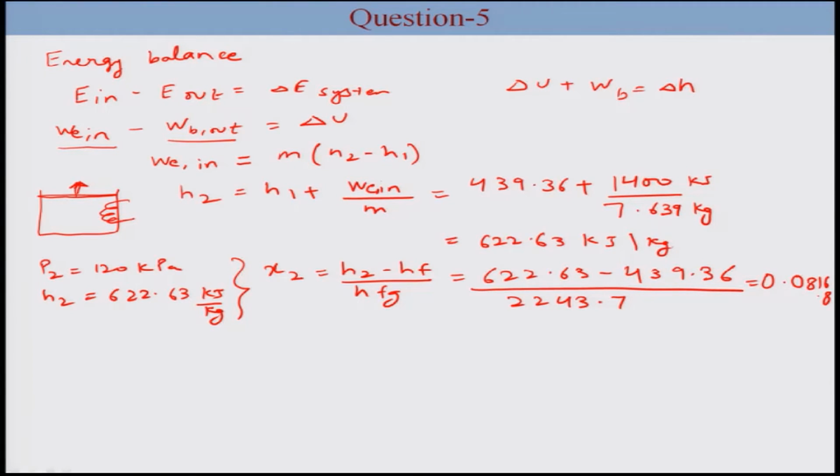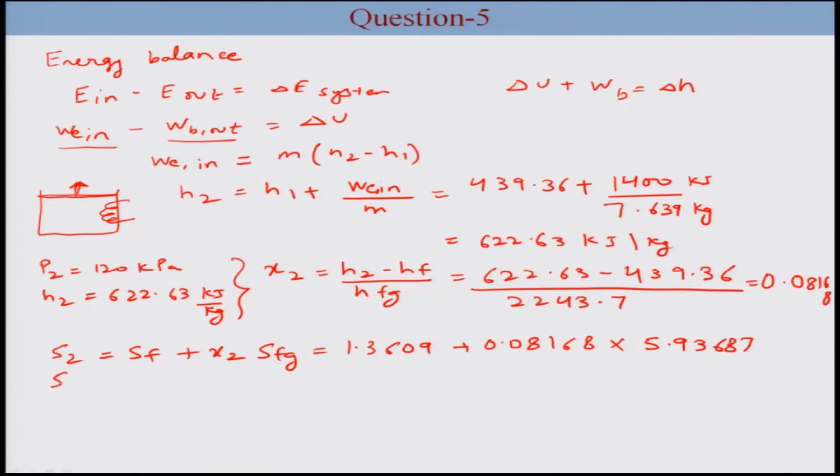and it is equal to 0.08168. Similarly, the value of S2 is equal to SF at 120 kilopascal plus X2 multiplied by SFG. So this is equal to 1.3609 plus 0.08168 multiplied by SFG, which is 5.93687. So this gives S2 equal to 1.8459 kilojoule per kg Kelvin.